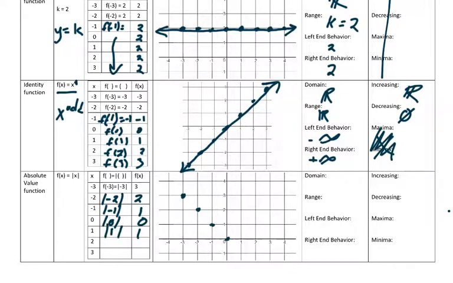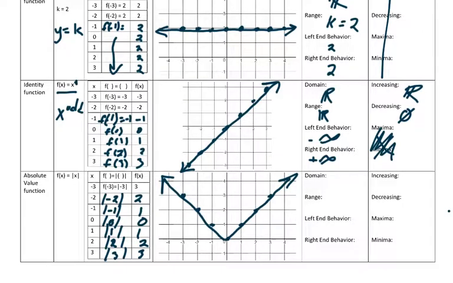Absolute value of 1 is 1, so that's going to be the point (1, 1). Absolute value of 2 is 2, it's going to be the point (2, 2). Absolute value of 3 is 3, and that's going to be the point (3, 3). And we can see if this were to continue, it would look something like this.